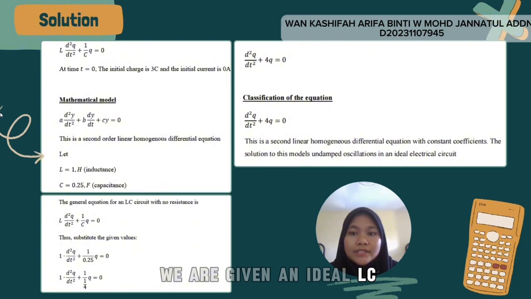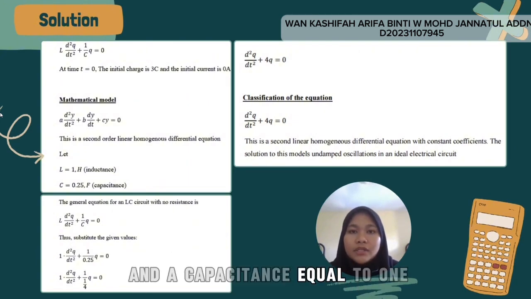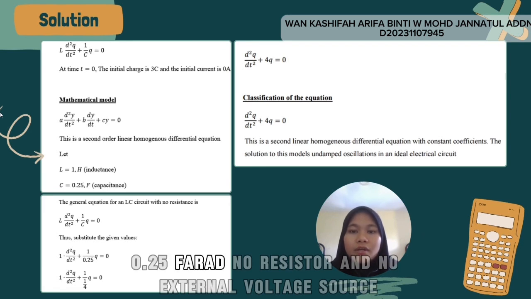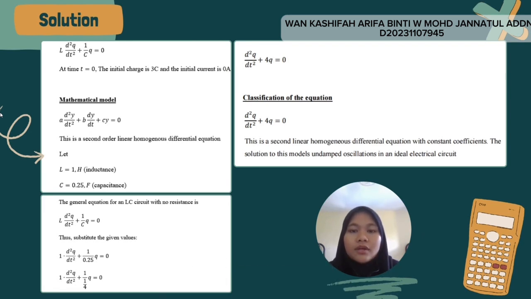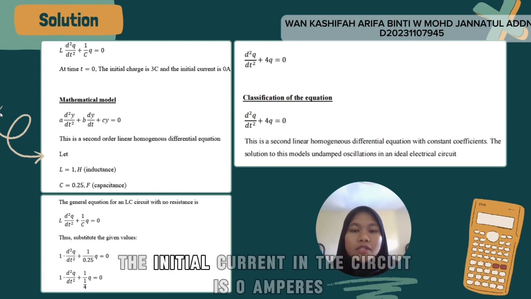We are given an ideal LC circuit that contains an inductance equal to 1 Henry, a capacitance equal to 0.25 farad, no resistor, and no external voltage source. We are also told that the initial charge on the capacitor is 3 coulombs. The initial current in the circuit is 0 amperes.